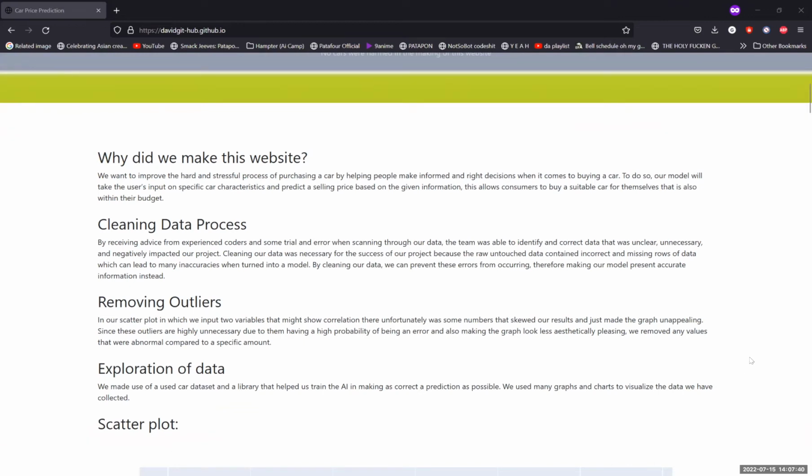We cleaned our data by receiving advice from experienced coders, and through some trial and error, when scanning through our data, the team was able to identify and correct data that was unclear, unnecessary, and negatively impacted our project. Cleaning our data was necessary for the success of our project because the raw and tough data contained incorrect and missing rows of data, which can lead to many inaccuracies when turned into a model. By cleaning our data, we can prevent these errors from occurring, therefore making our model present accurate information instead.